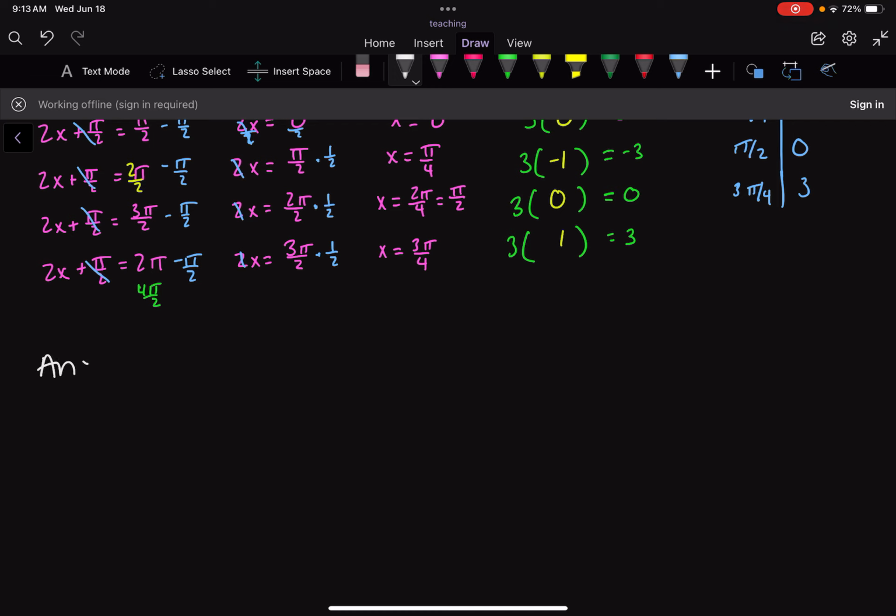So another method for finding x values. So this is called the midpoint method.